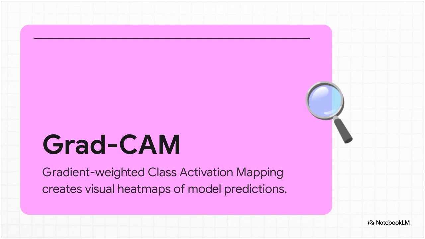Think of Grad-CAM as our flashlight inside the AI's black box. It generates these visual heat maps over the original image, showing us exactly which pixels strongly influence the AI to make its prediction. It essentially proves how the AI makes its decisions, not just what decision it made.